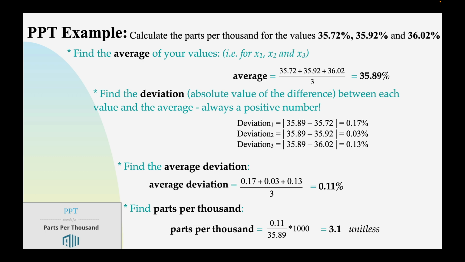So again, smaller parts per thousand is what we strive for, but again, it may not always be possible. So if you do get a higher parts per thousand, don't lose any sleep about it.